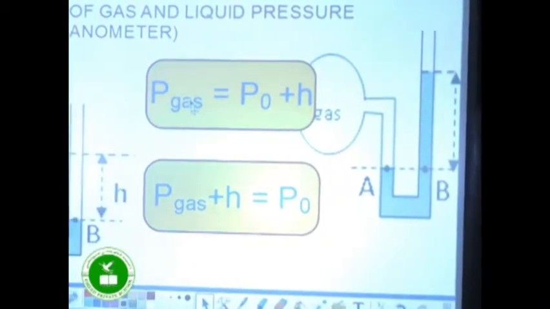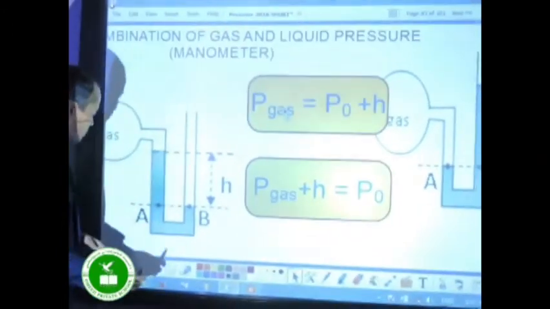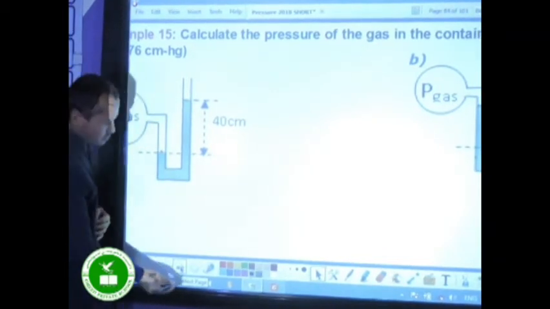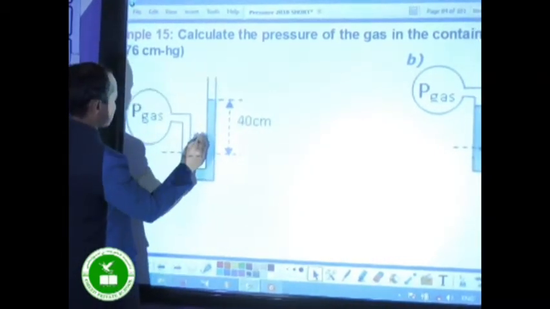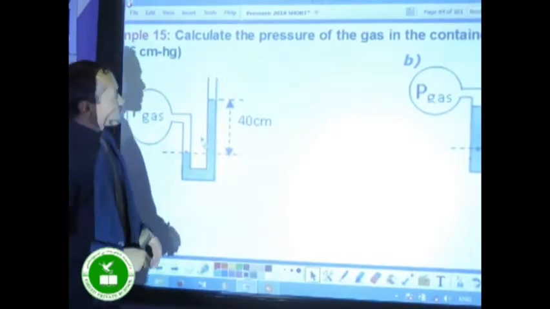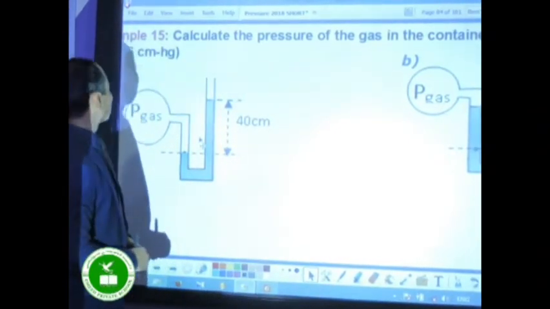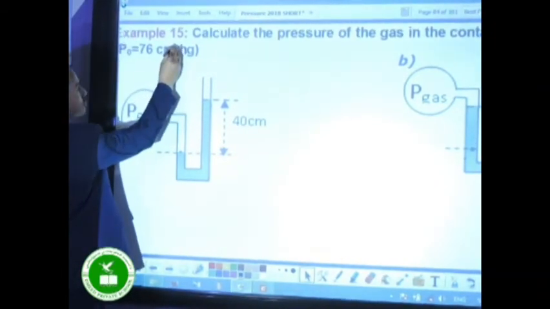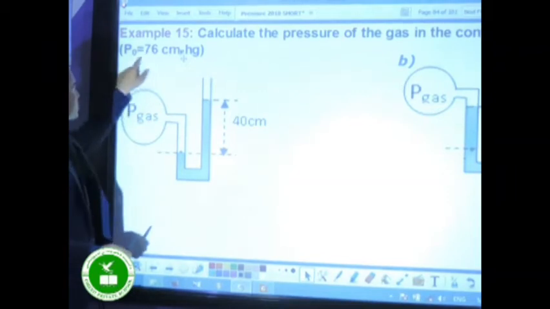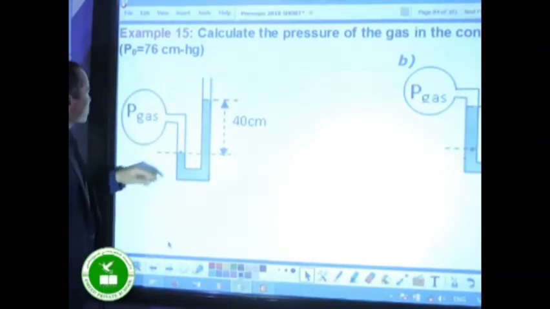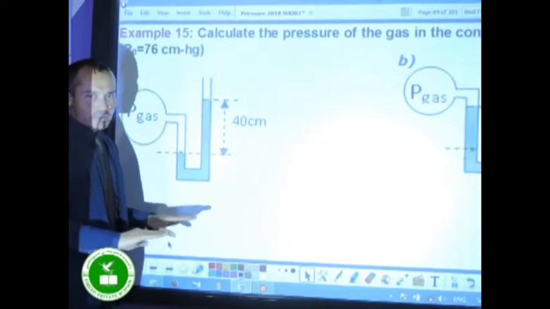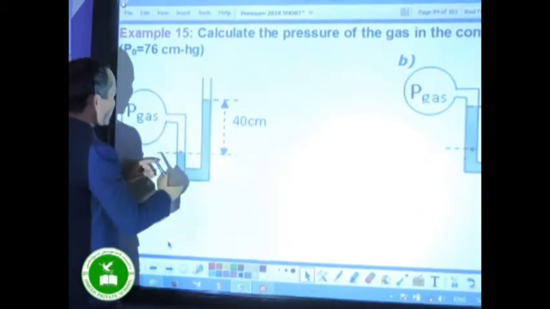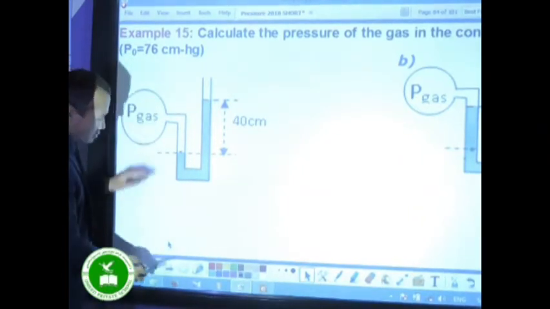Now let's solve some examples related to this topic. First example: calculate the pressure of the gas in the containers, if air pressure is 76 centimeter. Air pressure is given 76 centimeter, it means we are talking about sea level. Here, we have to calculate the pressure of this gas.